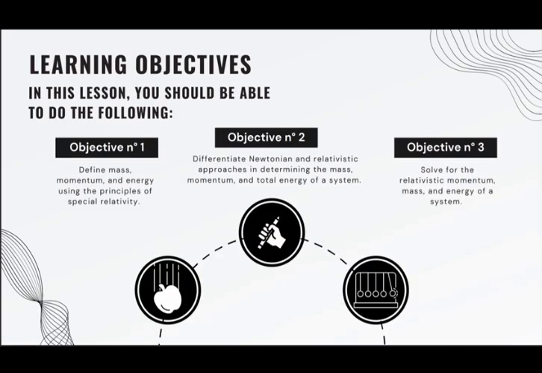In this lesson, you should be able to do the following. Define mass, momentum, and energy using the principle of special relativity. Differentiate Newtonian and relativistic approaches in determining the mass, momentum, and total energy of a system. Solve for the relativistic momentum, mass, and energy of a system.